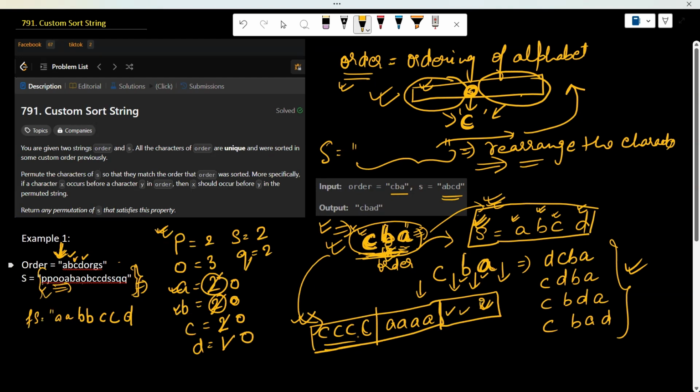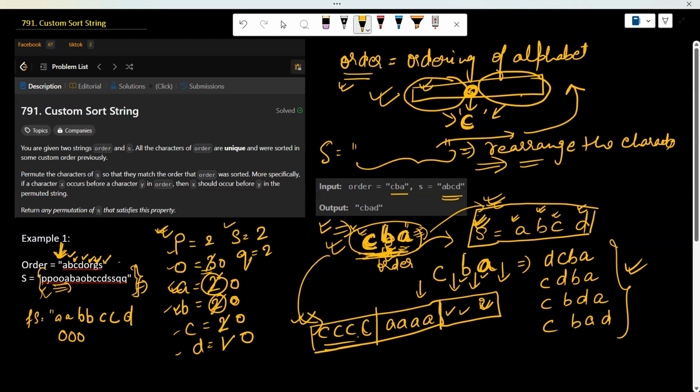Now next is O. We will see O is also present. How many times? Three times. So we will write O three times and set the frequency to 0. Now next is R. Do we have R in this string? No, we don't have. So we are not bothered about it. Now next is G. Do we have G in this string? No, we don't have. Now next is S.